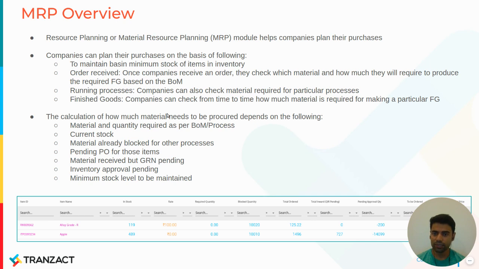So there are various things that we take into consideration while calculating this. First is how much quantity is mentioned in the bill of material or the process. Then how much current stock is already present in the company. Then if a certain quantity of items is blocked for other processes. Then how much purchase order has already been placed and is still pending and items have not been received. Then there are certain items which we have received but GRN has not been done. Then there are certain items for which GRN has been done but approval is pending. So all these things are taken into consideration while finding out how much material needs to be ordered.